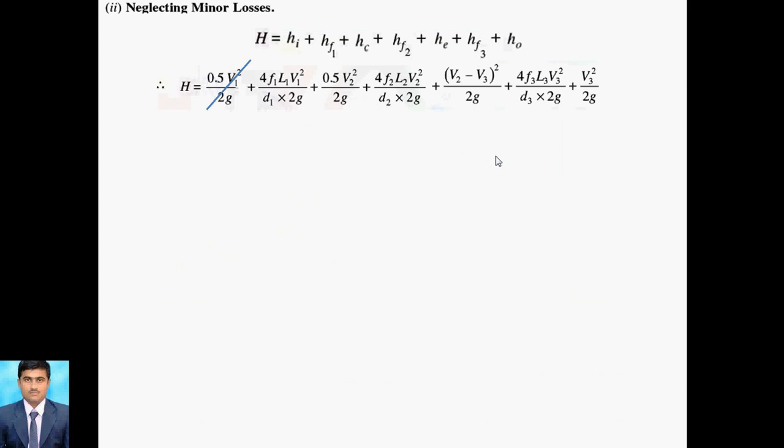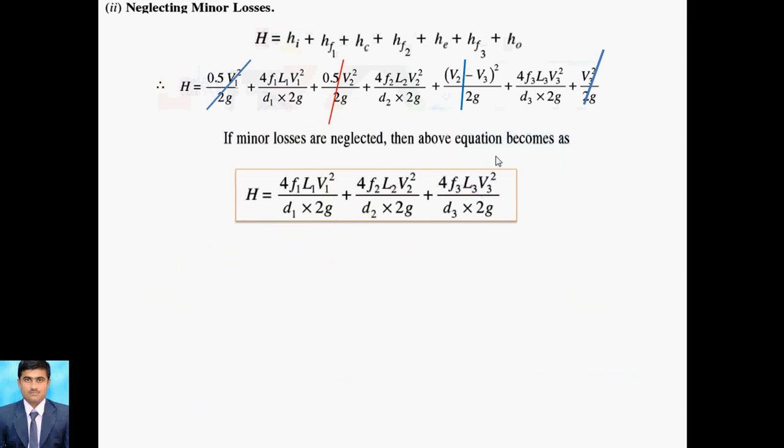Now we can neglect these terms. Neglecting means we are cancelling the terms HI, then HC, then HE, then HO. So only the friction terms remain: H equals 4 F1 L1 V1 square by 2GD1, plus 4 F2 L2 V2 square by 2GD2, plus 4 F3 L3 V3 square by 2GD3. This is neglecting the minor losses. Whenever the question says neglect the minor losses, we can write this formula. Otherwise we consider all the losses. This is the difference between the major and minor losses we are considering here.